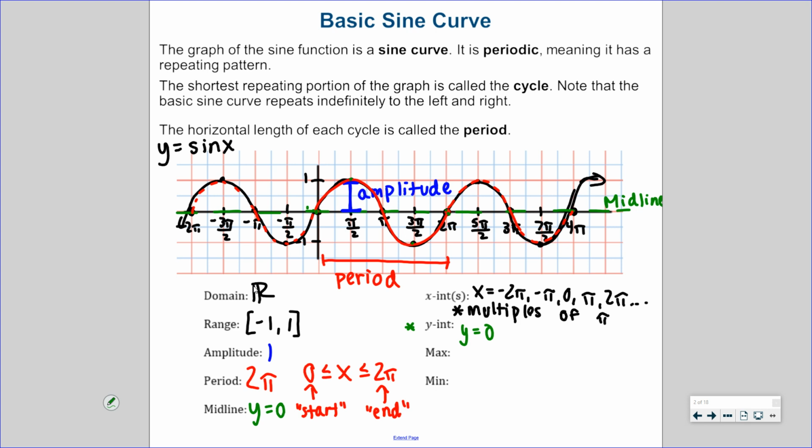Okay? So see those halfway patterns? Intercept, intercept, intercept, halfway, maxes and mins. And that's dependent on if we have any reflections or what the amplitude is, and we'll factor all that in. So for now, for the basic sine curve, the max value is 1 and the min value is -1. We can label that on our graph. This would be the max. This would be a min.